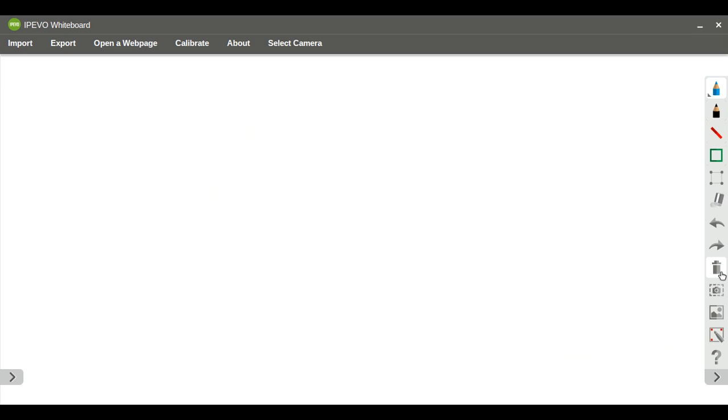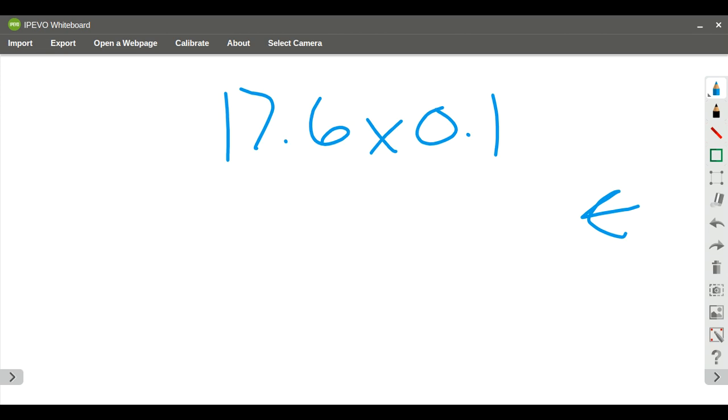Okay, so let's take a look at another problem. If I have 17 and 6/10 and I'm multiplying that by 1/10, my place value is going to move one place to the left because I'm multiplying by a decimal. So here, I'm going to go ahead and just move my decimal there. So my new answer is going to be 1 and 76 hundredths.